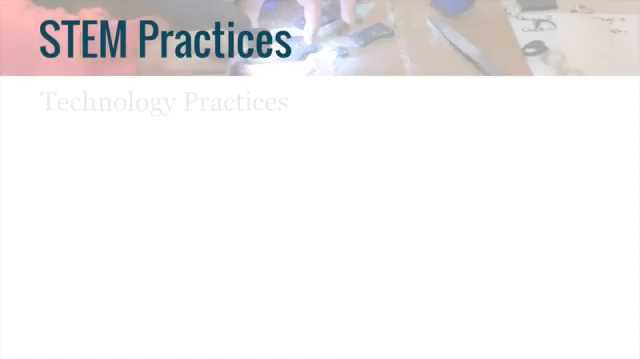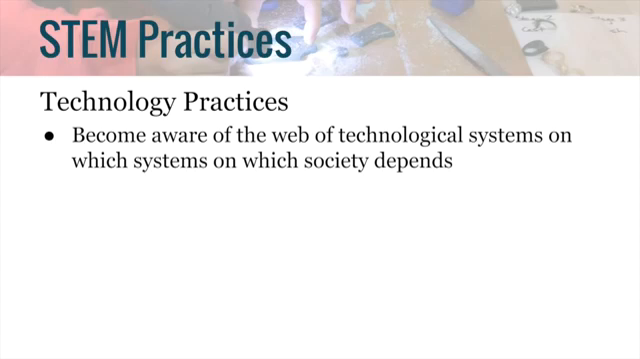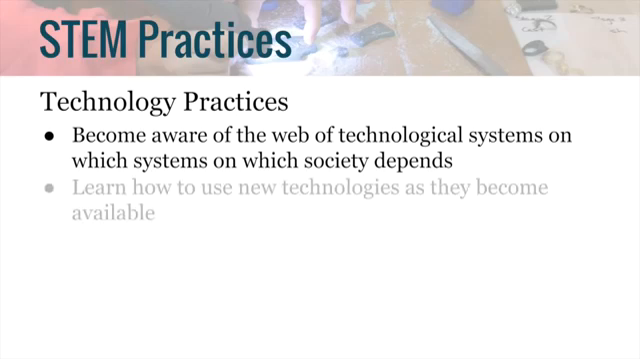So here are the technology practices. Practice 1. Become aware of the web of technological systems on which society depends. For this practice, help students to think more broadly about technology and emphasize how technologies created by humans are here to serve our needs and desires. Practice 2. Learn how to use new technologies as they become available.